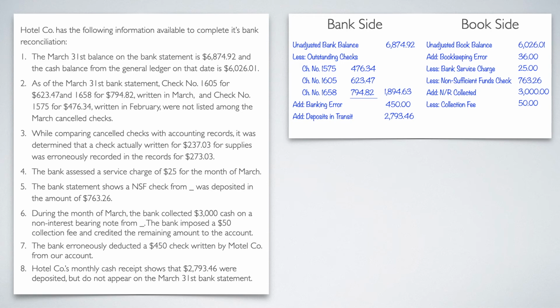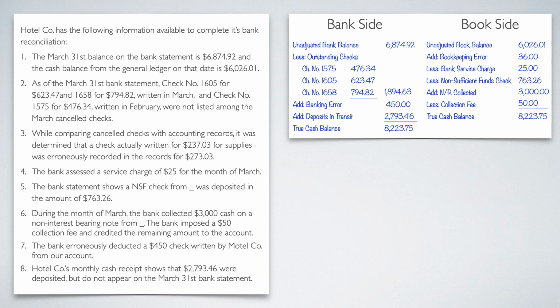The last thing we need to do for this is to total each side up and figure out our true cash balance and pray that they match up. And so by doing this, you would have a true cash balance of $8,223.75 on the bank side, and on the book side, you would have the true cash balance of the same thing, $8,223.75.